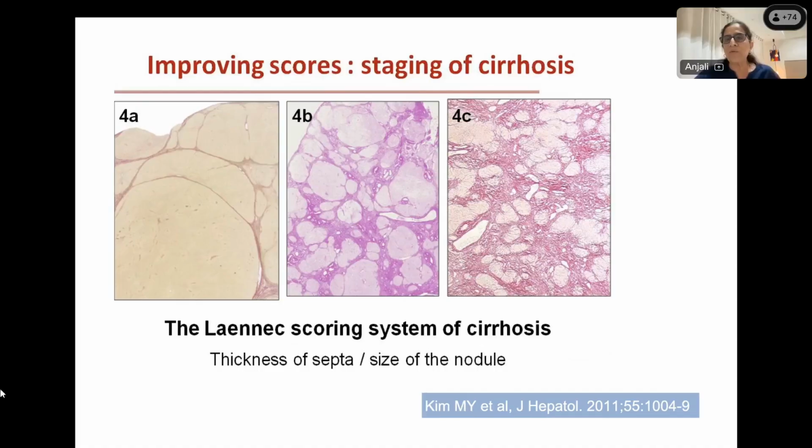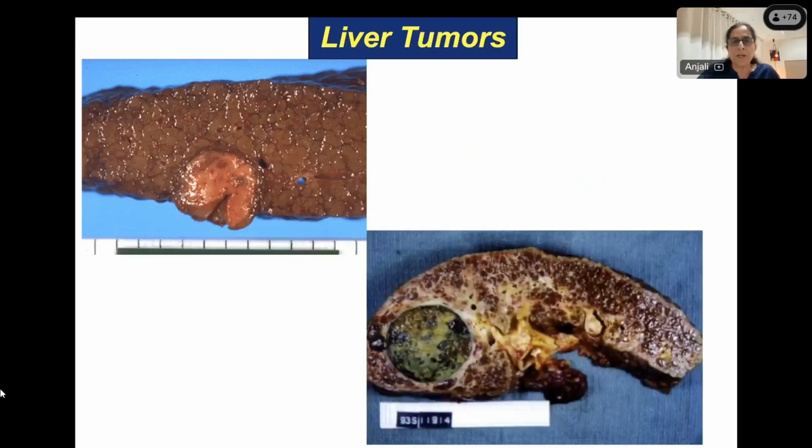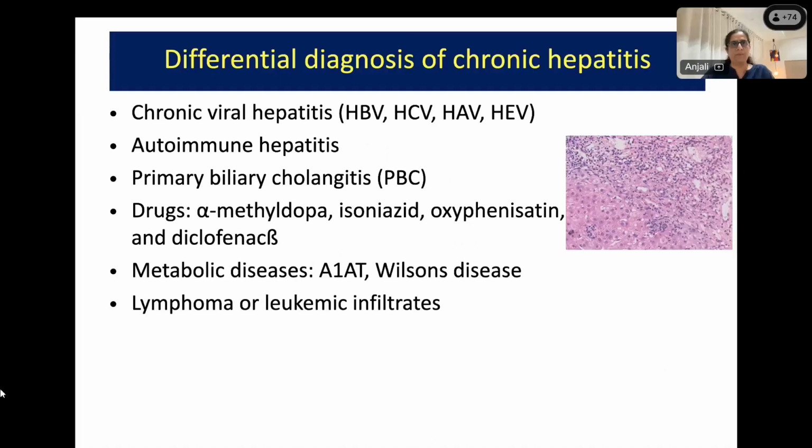In 4C you have extensive fibrosis and fibrous septa are thicker, where hepatic nodules have become smaller. This scoring system is given by Laennec. So this is the Laennec scoring system of fibrosis, which depends on thickness of fibrous septa and size of cirrhotic nodules. Now, some of these patients of chronic hepatitis land up developing hepatocellular carcinoma. You have seen all these differential diagnoses of chronic hepatitis, usually not A and E.